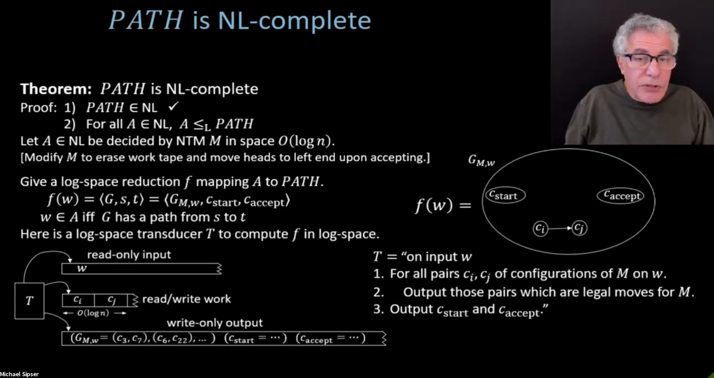Why do I output start and accept at the end of the output tape? That's the way I write down my path problem. It's a graph followed by a start node and a target node, so I have to follow that form. I'm not sure what you're asking. You want me to put that first? Here's the output I'm looking for. Okay.